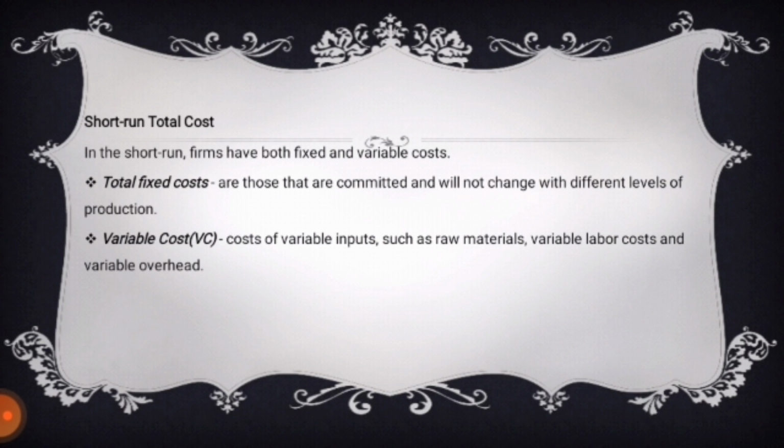Variable cost or VC changes according to the quantity of a good or service being produced. It includes inputs like labor and raw materials. Variable costs are also the sum of marginal cost over all of the units produced.